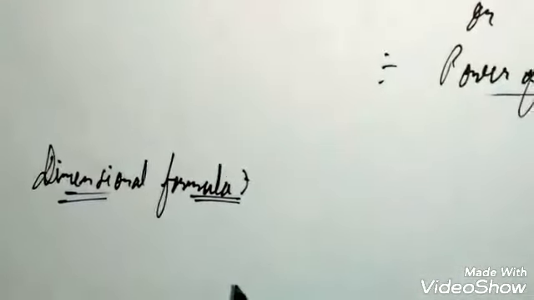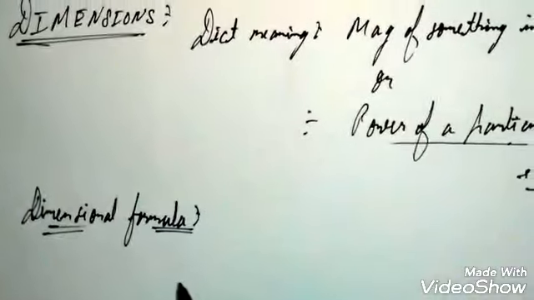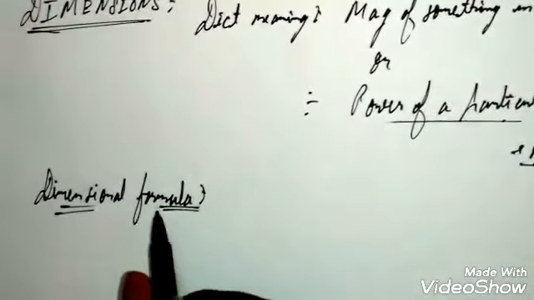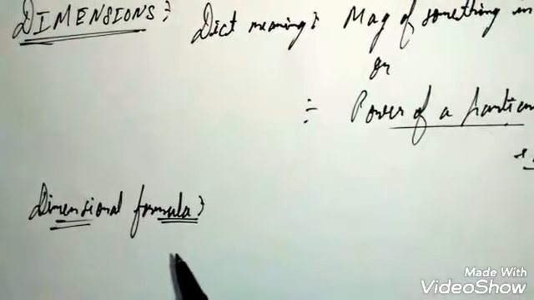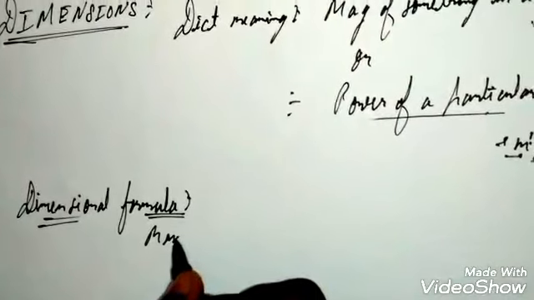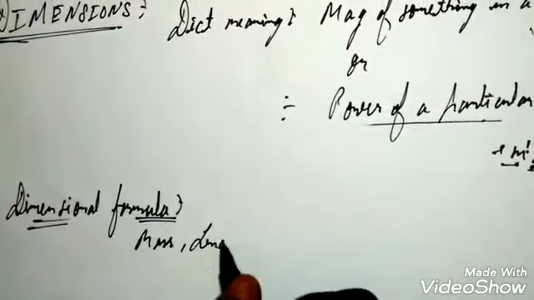A formula which represents the dimension of a particular quantity is known as a dimensional formula. The dimensional formula is derived with the help of fundamental units. The most basic fundamental units are mass, length, and time.